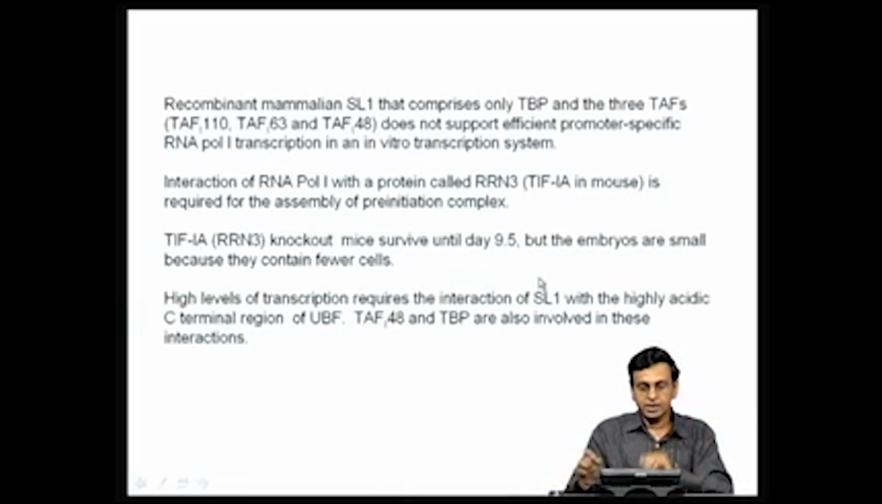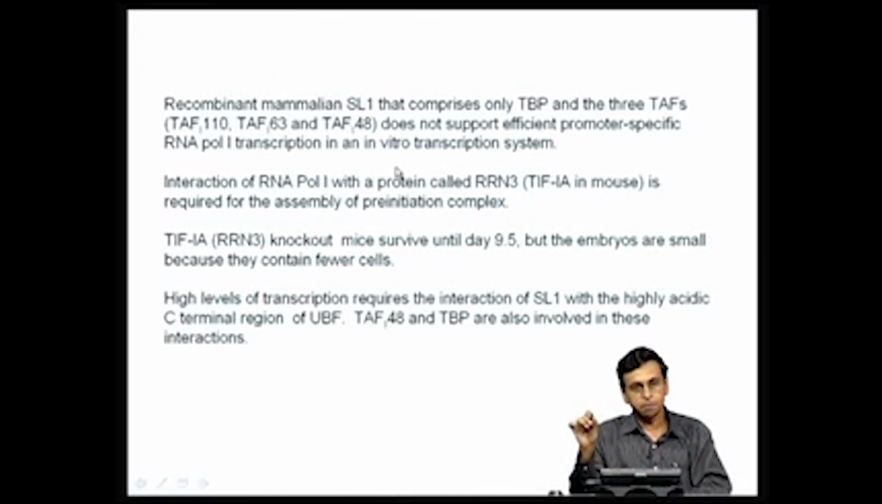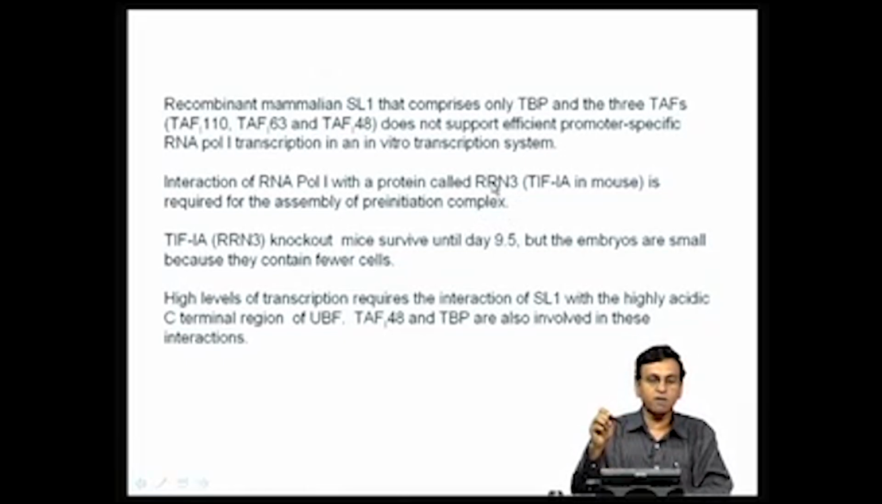Now, the recombinant mammalian SL1, which consists of TBP and the 3 TAFs, cannot support efficient promoter specific RNA Pol I transcription in an in vitro transcription system. So, just like we had TFIID, where TBP alone was not sufficient to support activator dependent transcription in the case of Pol II transcription, in the case of Pol I transcription, TBP and TAFs alone are not enough to support basal transcription in a cell free transcription system. In addition to the TAFs and TBP, you also require another protein which is known as RRN3. This RRN3 is actually required for efficient formation of the pre-initiation complex in the case of the Pol I promoter.